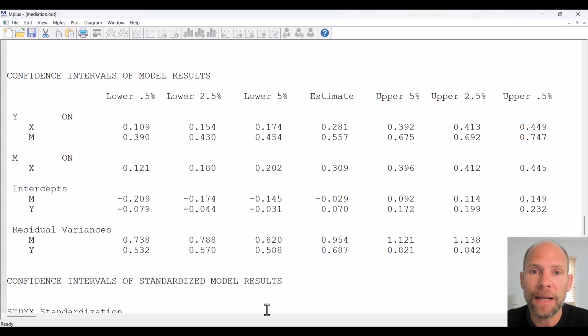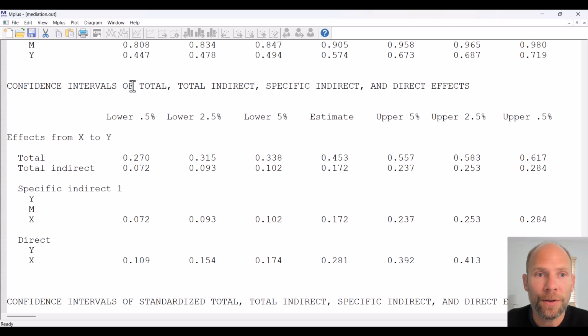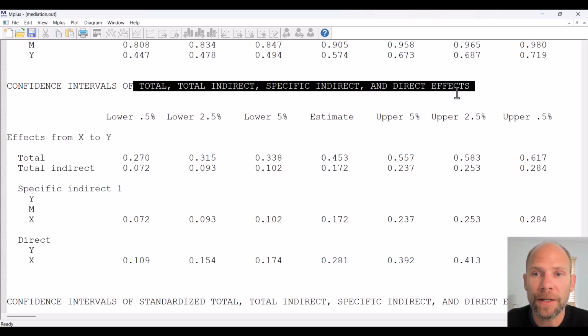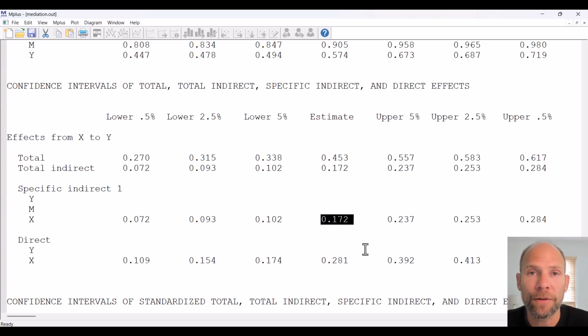Here Mplus provides the point estimates in the middle, and this is actually for the model results. So we should scroll down further to go to the confidence intervals for the total indirect, specific indirect, and direct effects. And that's where we find the relevant results. We find the point estimates here in the middle under Estimate. And again, this is our indirect effect that we previously saw, A times B is 0.172.